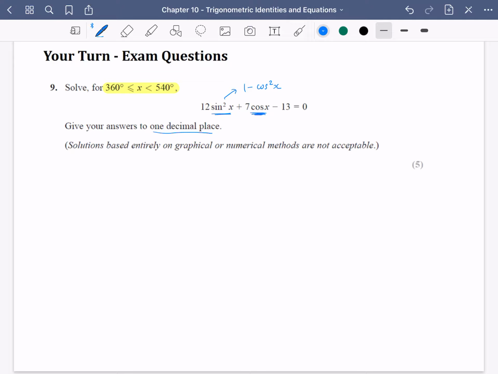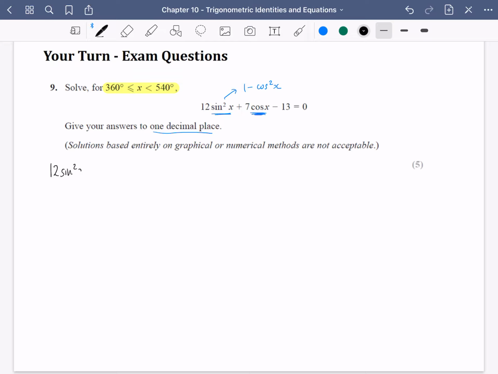It does say here that solutions based entirely on graphical or numerical methods are not acceptable. This is explanation for me saying why you can't use the calculator just to get the answers, and also why you wouldn't be able to use like Desmos to get the answers. You do have to show the full pattern. Okay, so let's get going.